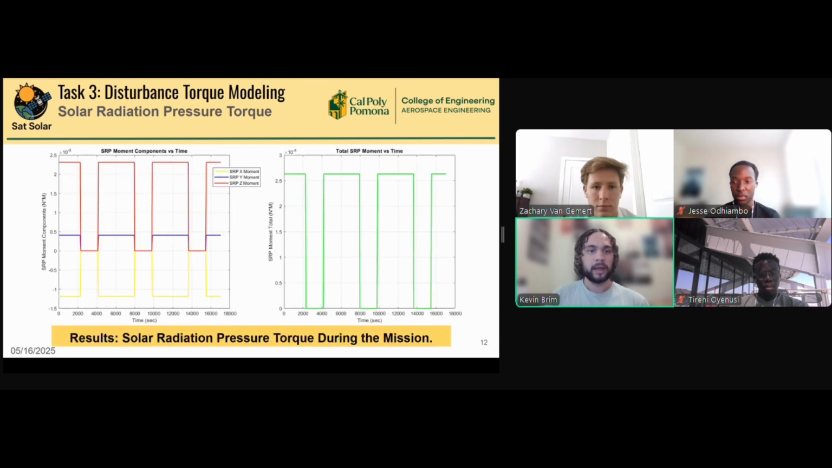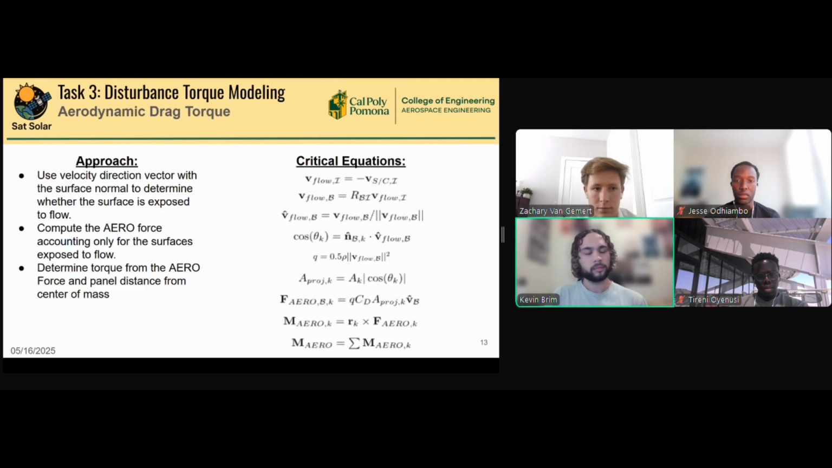Next slide, please. And here we have our SRP moment components versus time and total SRP moment versus time. We see that it follows the expected trend of being sort of on and off: on when it is in sunlight and off when it is in umbra, excuse me.